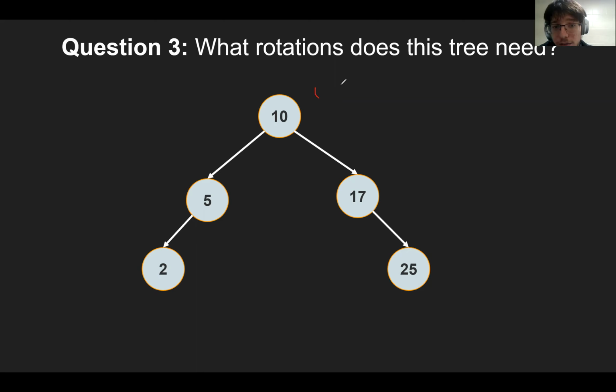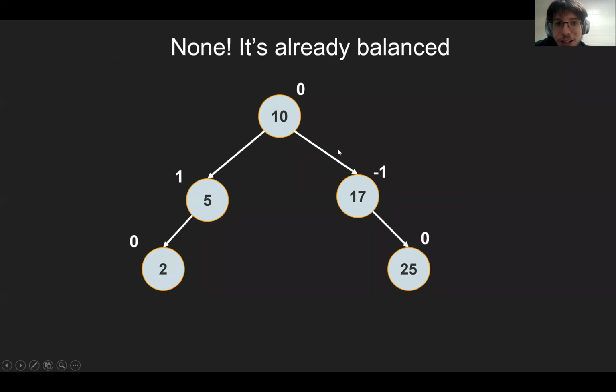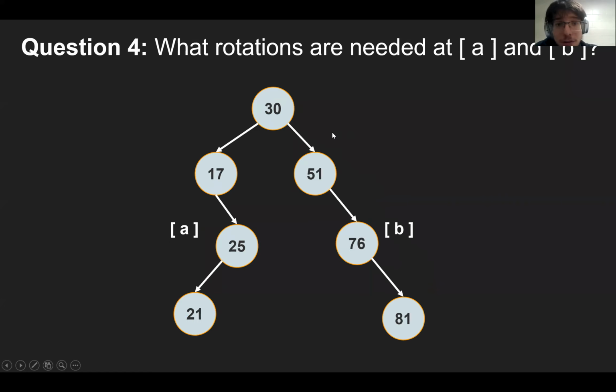What's the balance factor of 10? It's 0, right? Left minus right, 0. 5. Left minus right, 1. 17. Left minus right is -1. So does it need anything? The answer to that is no, it doesn't. Right? It's already balanced because we don't have any balance factors of absolute value greater than 1, so no balancing needs to be done.